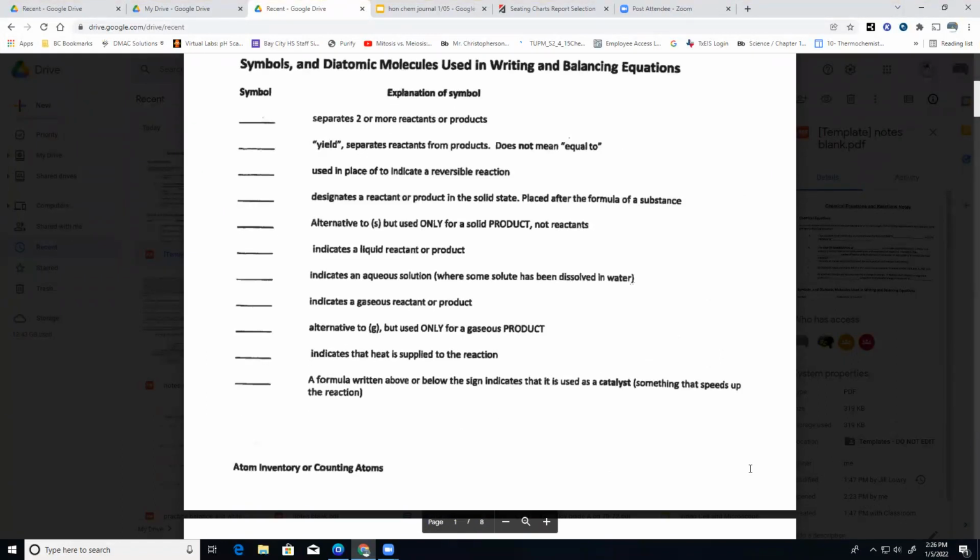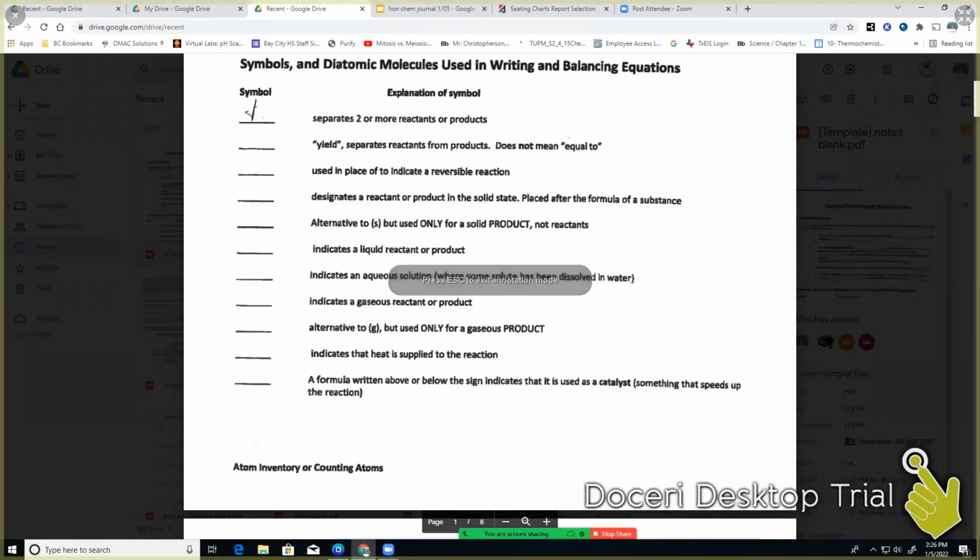All righty, so let's look at some of the symbols that we're going to be using. I'm sure a lot of these y'all will recognize. A plus sign is just going to separate two or more reactants or products. My yield arrow represents yield. It's not the same thing as equal to, it just shows what the reactants change into in the products. Sometimes you'll have an arrow with two heads, and that means it's a reversible reaction. So maybe you build up a lot of product and then it'll reverse and go back to the reactants.